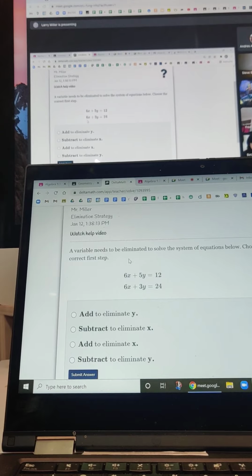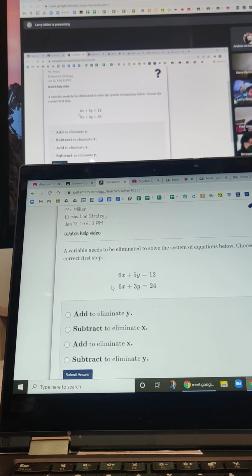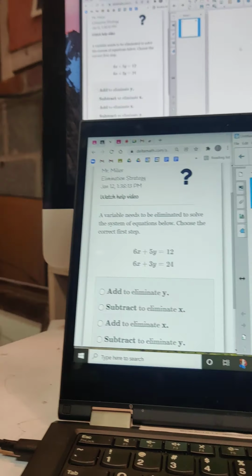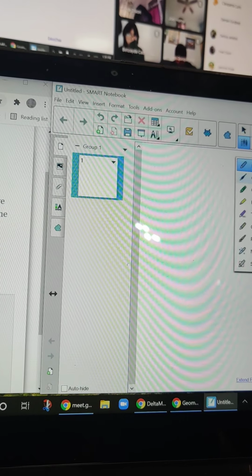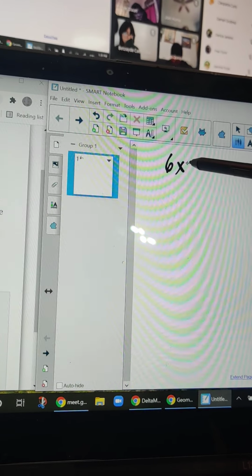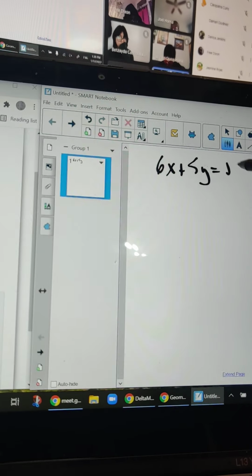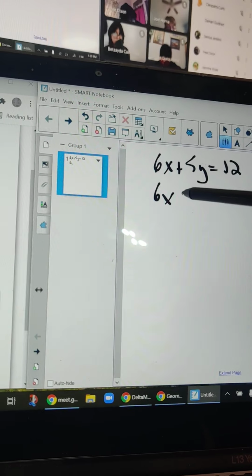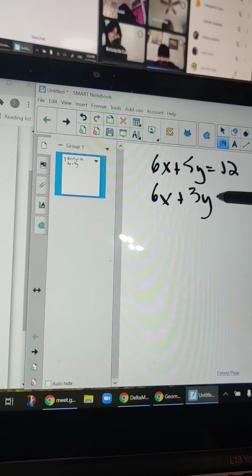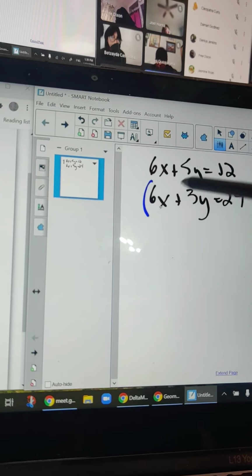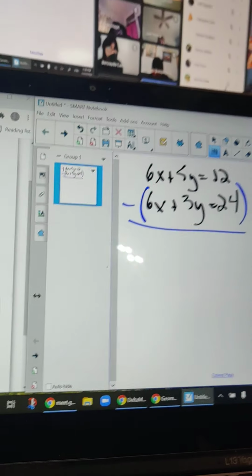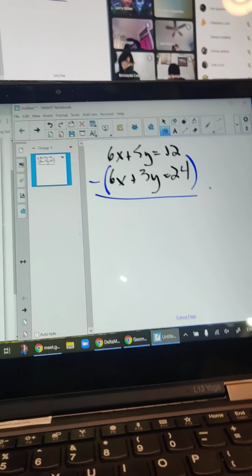This is where I would really like to be able to write on this. But all right, let me pause this. I'm going to write these out and show what happens here practically, what the whole purpose of this is. So we got 6x plus 5y equals 12, and 6x plus 3y equals 24. We'll get to this tomorrow or something. If you take this whole equation and subtract the entire thing, again, you don't have to do this today, I just want you to understand why we're doing this.